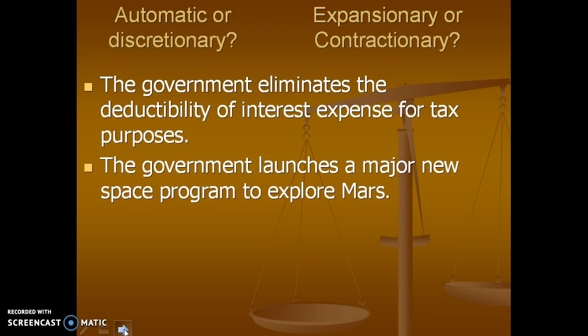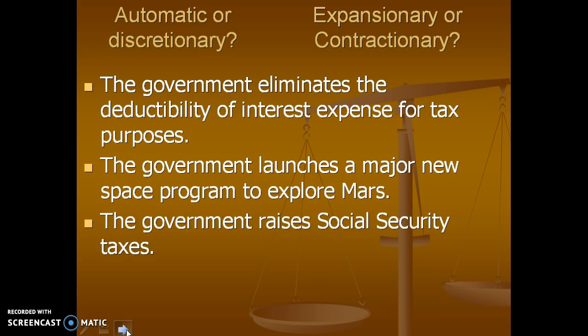I bet you can figure out this one. The government launches a major new space program to explore Mars. It is, in fact, discretionary and expansionary. The government raises Social Security taxes. Discretionary and contractionary because they're increasing taxes.